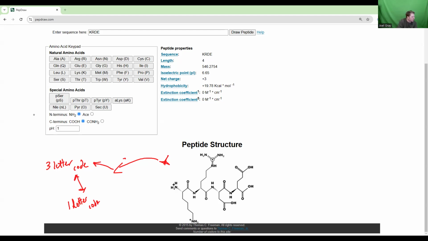So go between, let me erase this right here. Be able to go between the 3-letter code and the structure, and the 1-letter code and the structure, and vice versa. Okay. So if you're looking at this, and I know anytime I see a structure like this, it's always pretty intimidating. But what we need to do is think about, well, what are the letters that constitute our amino acid backbone?